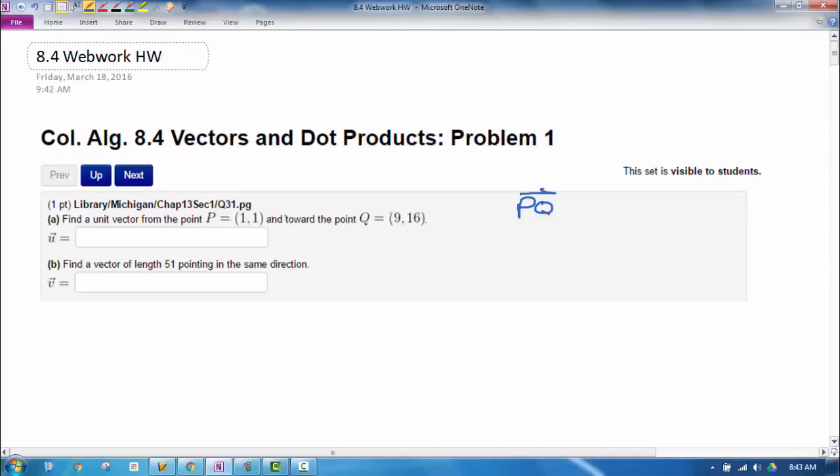So I'm going to do 16 minus 1, which is 15 for the y coordinate, and 9 minus 1, which is 8 for the x coordinate. So if you graph both of these points, you'll see that you go over 8 and up 15 to get from point P to point Q. So the vector is 8, 15.